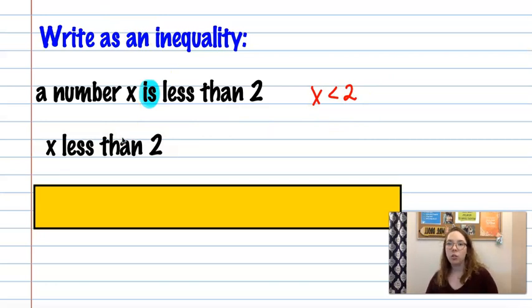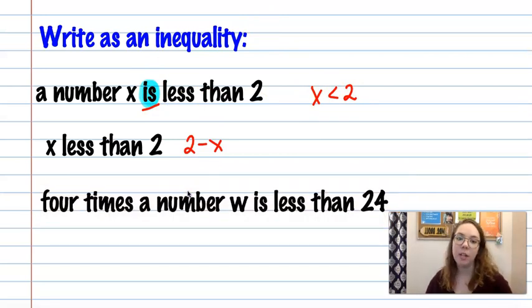X less than 2. So this one we included because it doesn't have the is. This is not an inequality. X less than 2 means that we're subtracting. So 2 minus x is really what this would look like. So it has to have that is to have the inequality symbol.